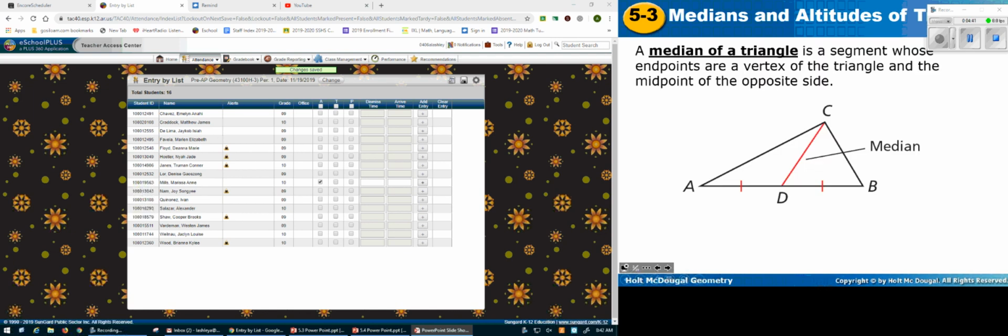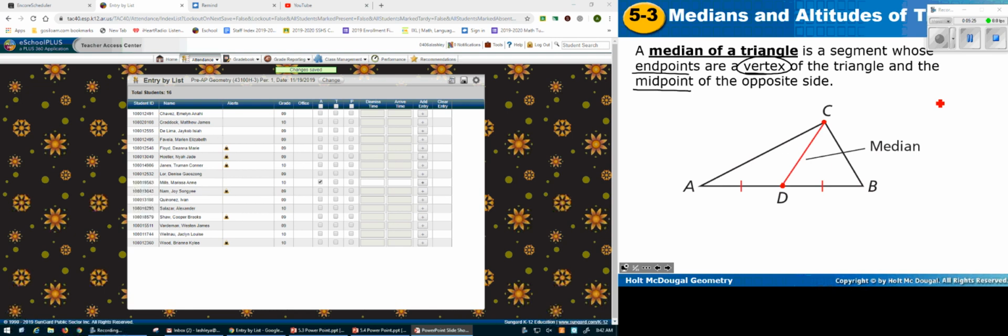Make sure that you understand the difference between a median and a perpendicular bisector. Okay, perpendicular bisectors do not have to go through the vertex. They do split the side into two congruent parts, but they have to form a right angle. A median is a segment whose endpoints are the vertex. So it must go from the vertex. Medians have to go from the vertex, but they also bisect the opposite side. They do not have to form a right angle. So it is going to go to the midpoint of the opposite side. So a median goes from the vertex to the midpoint. It's going to bisect, but it does not have to make a right angle.